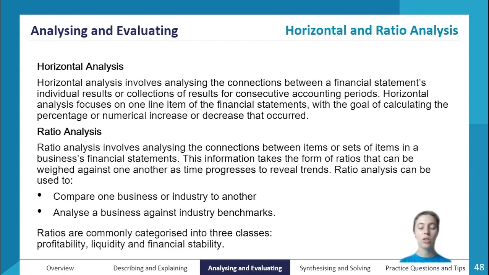So these ratios can be weighed against one another as time goes on, to reveal different trends, and it can be used to compare one business or industry to another, and it can also be used to analyze a business against industry benchmarks. So there's commonly those three categories for ratios. We've looked at two of them, profitability and liquidity, and then the final one I mentioned earlier is financial stability.